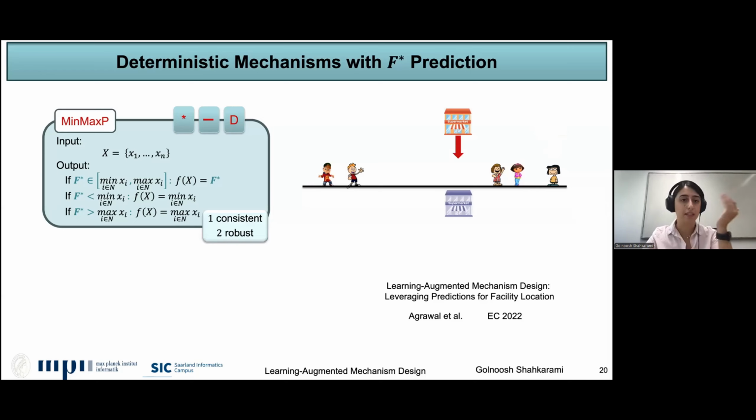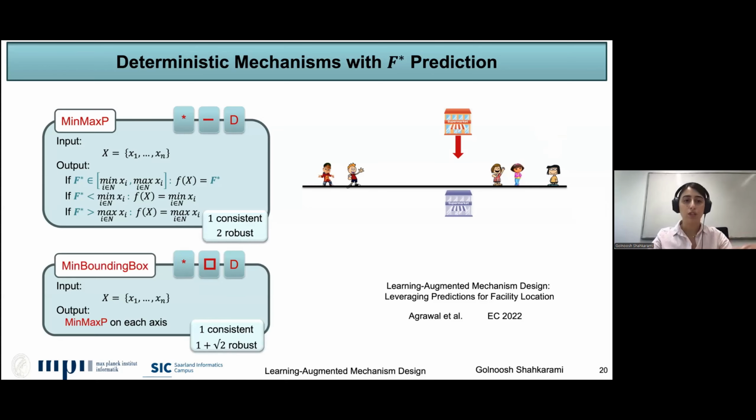They can show that this mechanism is 1-consistent, which means that it gives the optimal solution in case of having a good prediction, because the facility should always be in the middle of the 2 extreme agents. And since they are not reporting anything outside this interval, they get 2 robustness. They extend their results to 2 dimensions by just running this mechanism on each axis separately.